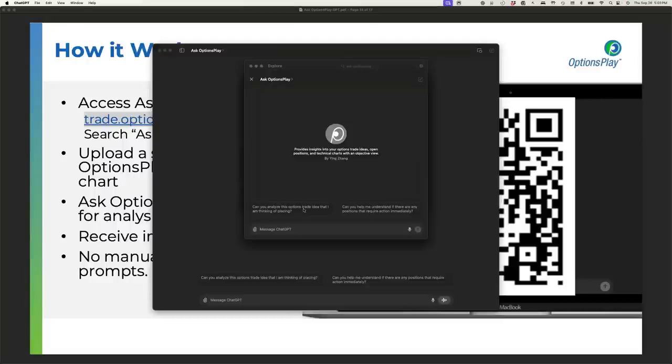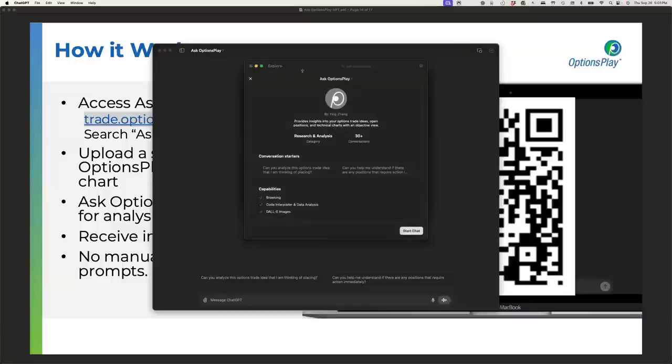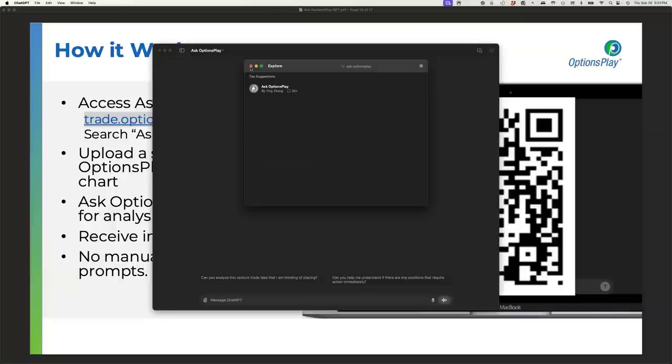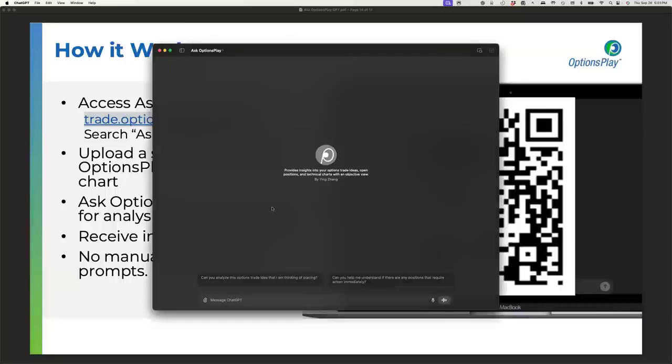And as you can see, we've already prompted a few different starting points, so you can use this as your starting point. But like I said, it's simple. You just say, what do you think about this trade? What do you think about this portfolio? What do you think about this chart? It does all of that for you.